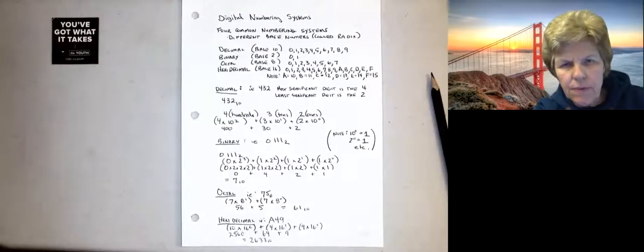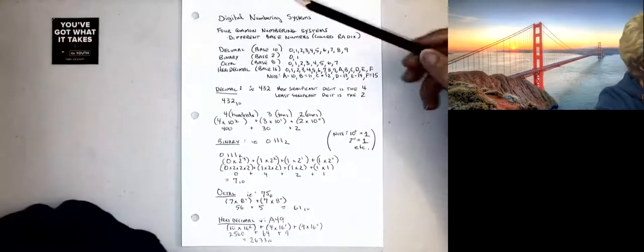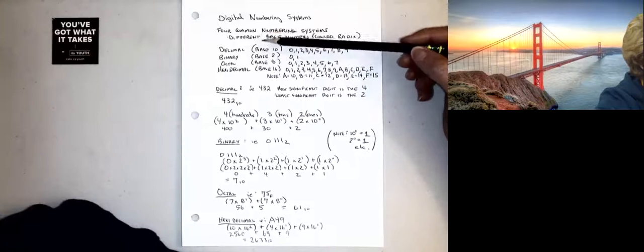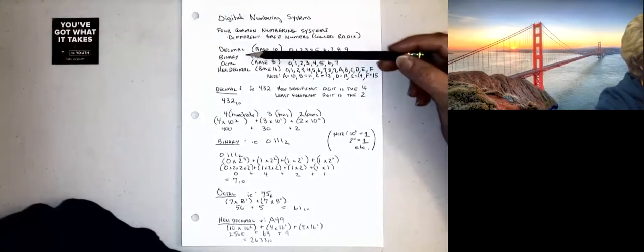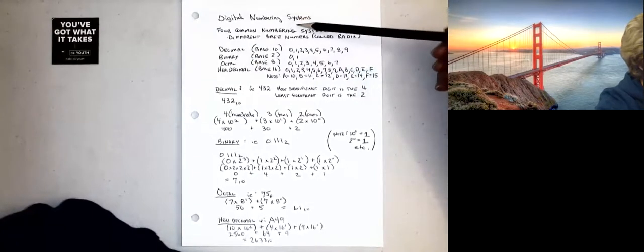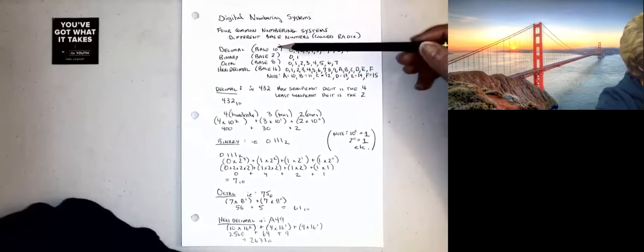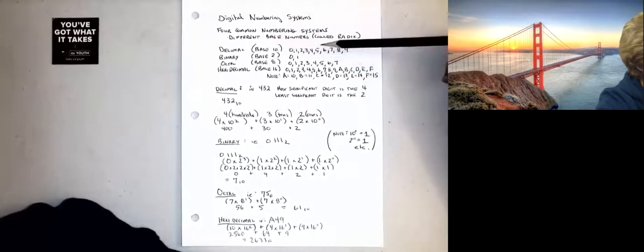Hey everybody, I just wanted to do a little review of the digital numbering systems. We've been looking at 4 different types of numbering systems. The most common is our decimal, and then we talked about binary, octal, and hexadecimal. Now these numbering systems all have different bases. For example, decimal has a base of 10, which means we have 10 numbers altogether, including the number 0.